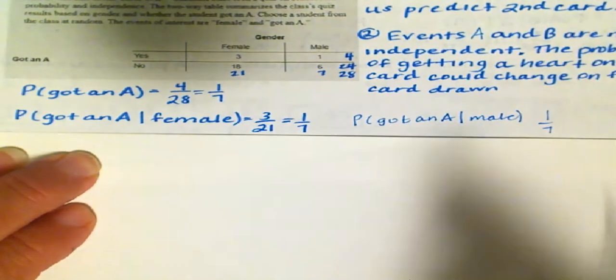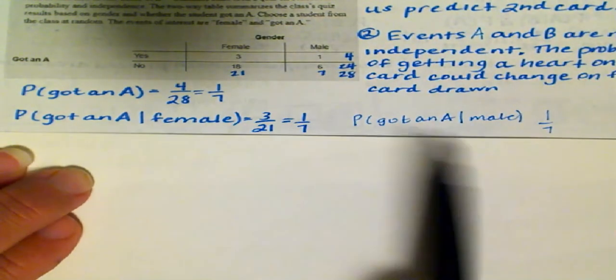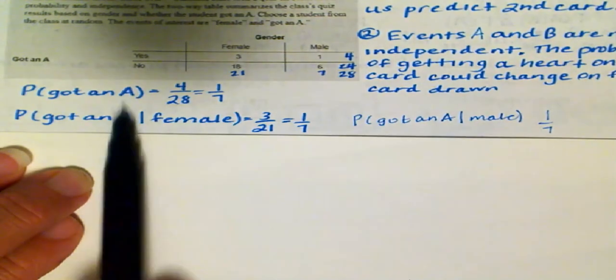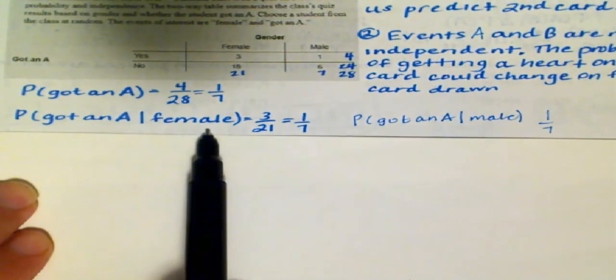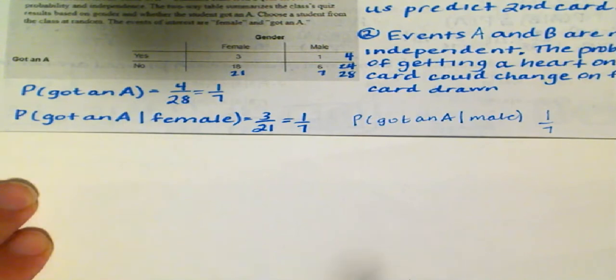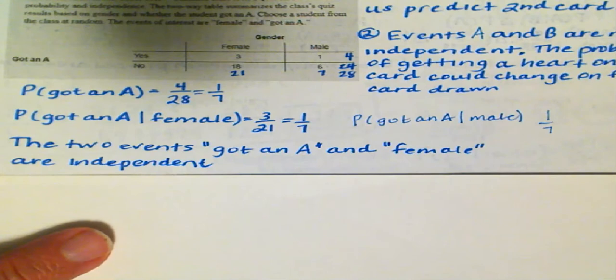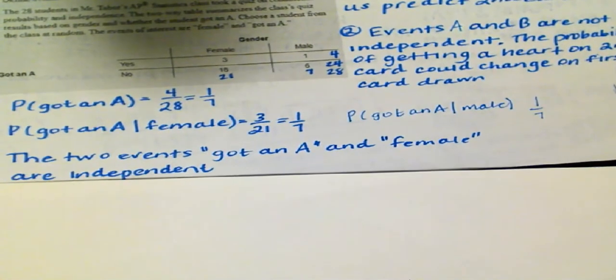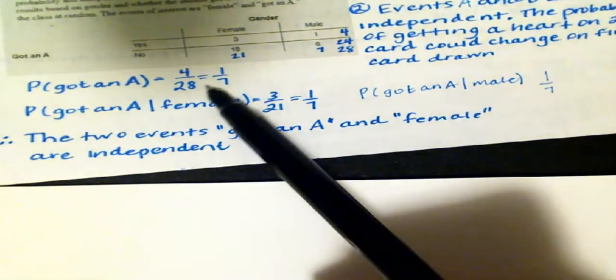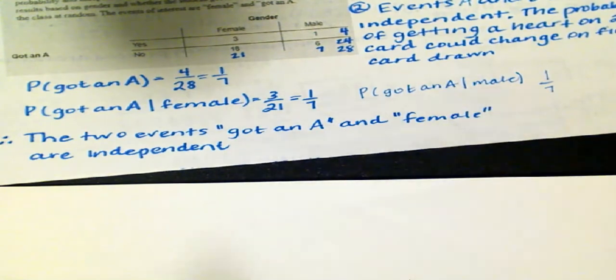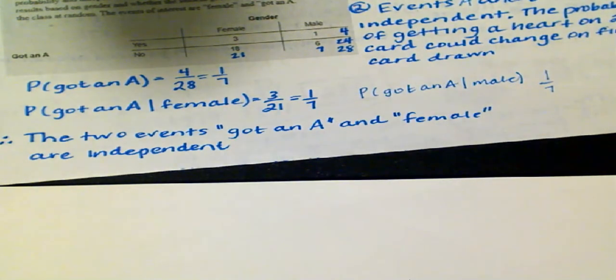So all these are equal, okay? You could compare these two, or you could compare these two. Remember, it was the probability of getting an A given female and the probability of getting an A. So therefore, the two events, getting an A and female, are independent. You could either do it this way or this way. Either way, you get the same probability.